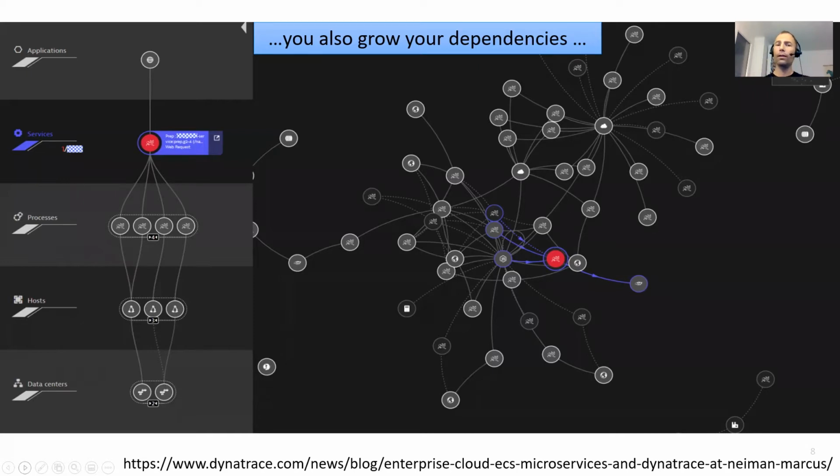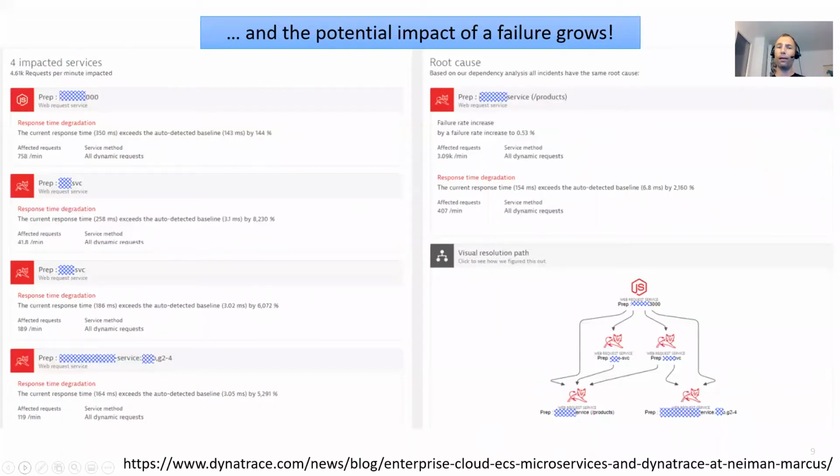Now, obviously, it's clear that we have more dependencies. If you're breaking up a system into smaller pieces, or if we're adding services, we will end up having more dependencies. But what's important to understand is that the more dependencies we have, the impact of a failing component within that dependency graph may grow.